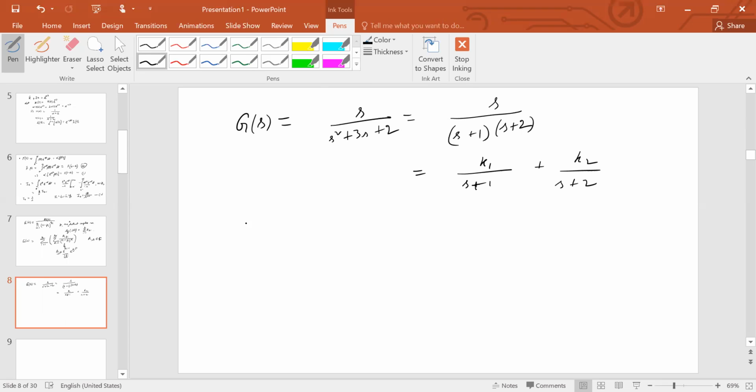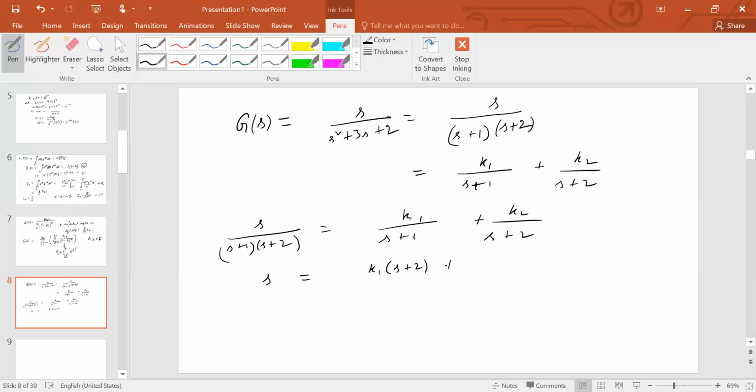The guarantee is that, of course, if you cross multiply, so if you have s over s plus 1 into s plus 2, and if you write this as k1 over s plus 1 plus k2 over s plus 2, then you will have s is equal to k1 times s plus 2 plus k2 times s plus 1. So you will basically be left with equating the coefficients on either side. So you will have k1 plus k2 is equal to 1, and 2k1 plus k2 is equal to 0. You'll be solving two linearly independent equations in two variables, which you should be able to easily do.